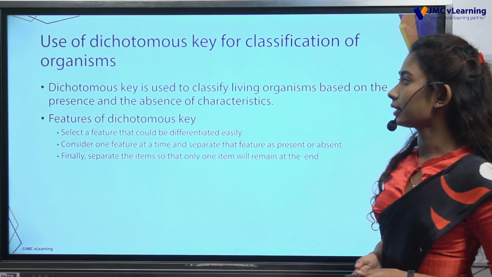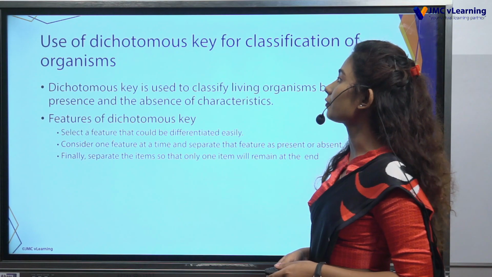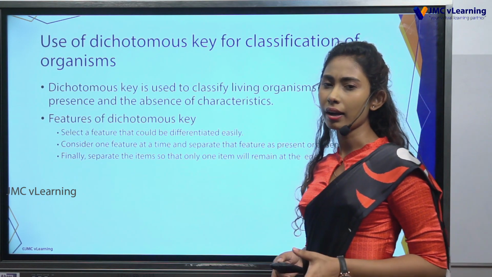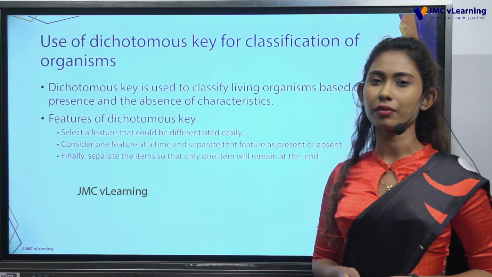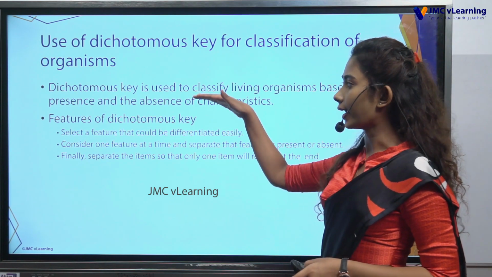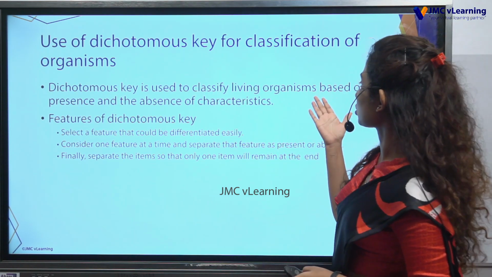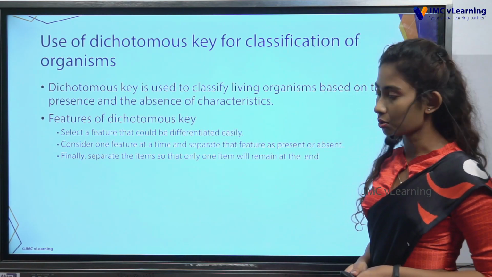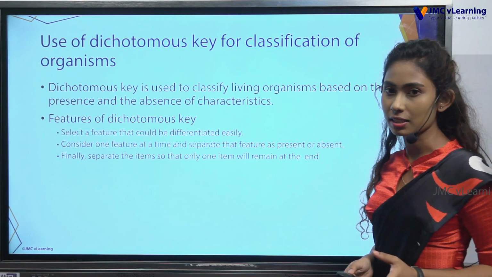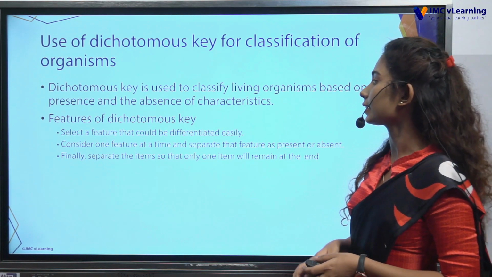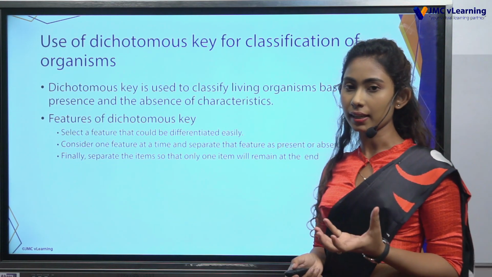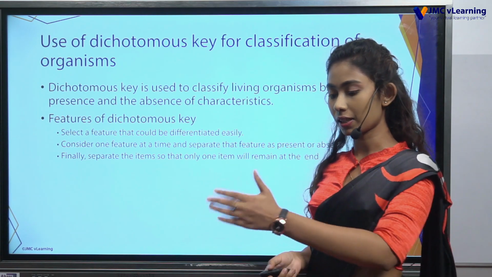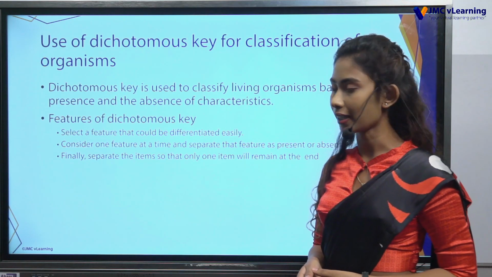The final thing we have to discuss in this lesson is the use of a dichotomous key for classification of organisms. I think you already learned about the dichotomous key in grade 6, so let's consider it again. But first, you should know what a dichotomous key is. A dichotomous key is used to classify organisms based on present and absent characteristics. It means we take a characteristic, whatever we like, use the present feature and the absent feature, and classify the animals.